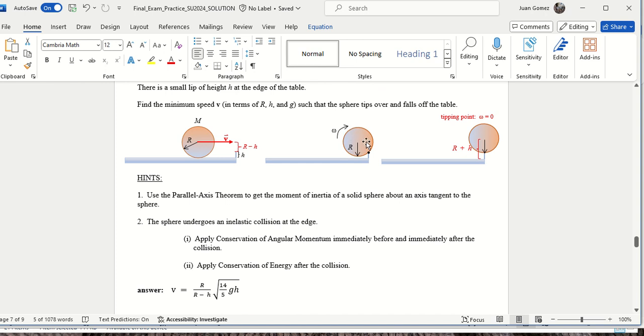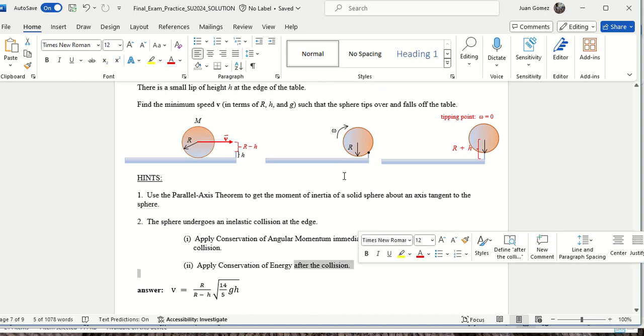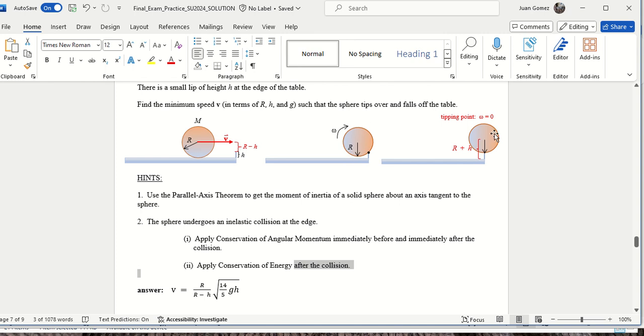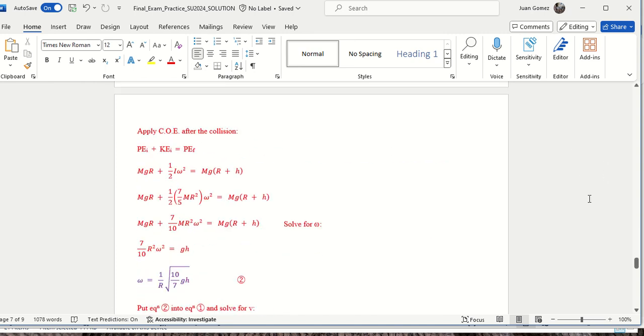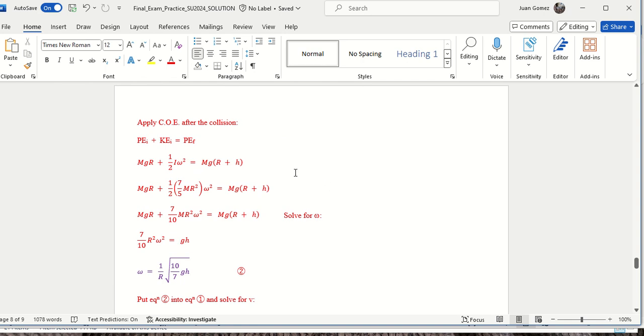I'm sorry, I misspoke. Scratch that. Then you apply conservation of energy after the collision. Okay, so from panel 2 to panel 3.